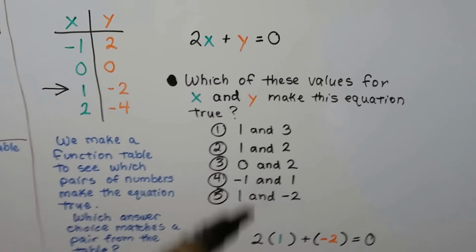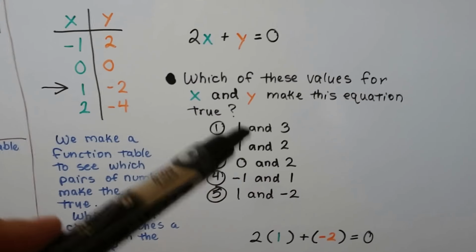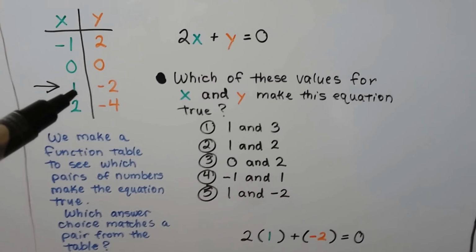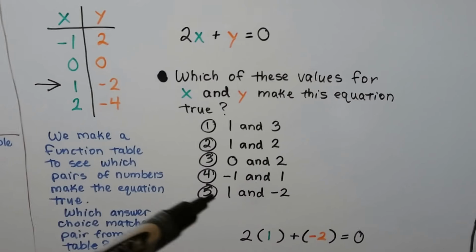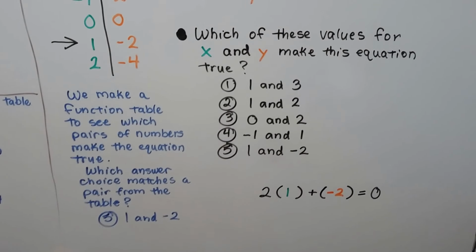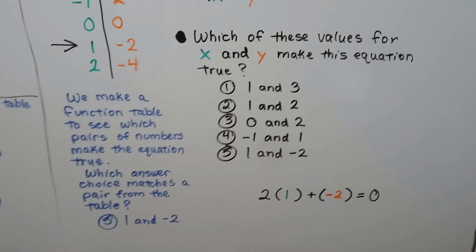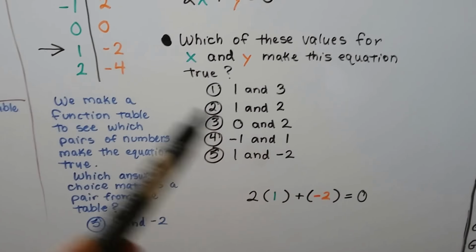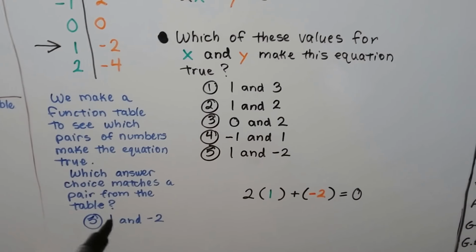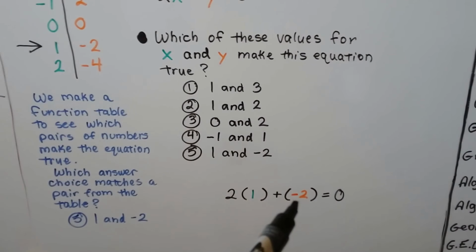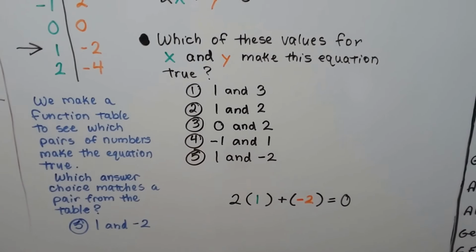But those aren't choices. This one and this one are not choices in the list. The choice that comes up is the +1 and the -2 as number 5. So we make a function table to see which pairs of numbers make the equation true, which answer choice matches a pair from this table, and we get number 5 as +1 and -2. 2 times 1 is 2, plus a -2 is 0. And that's the one that fits.